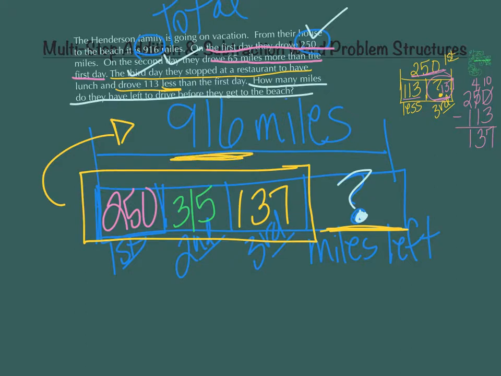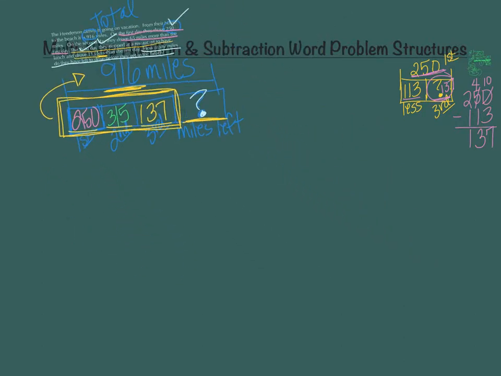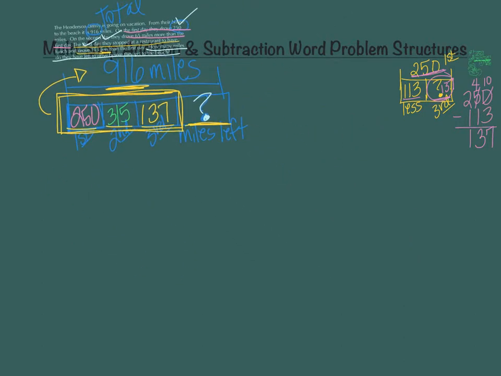So what I'm going to do, there's more than one way to solve this. I could have done 916 and subtracted day 1, then subtract day 2, then subtract day 3. But I would rather combine them all together, add them all, then subtract once. So let's do that. What is 250 plus 315?